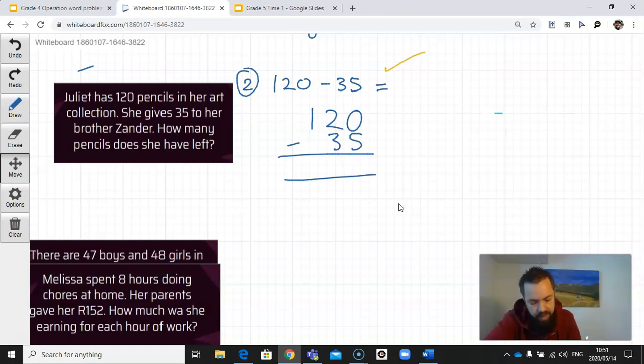So first I'm going to try and go 0 minus 5, which I can't do. So I'm going to borrow. 10 minus 5 is 5. Next I'm going to try and go 1 minus 3, which I can't do. So I have to borrow. 11 minus 3 is 8.